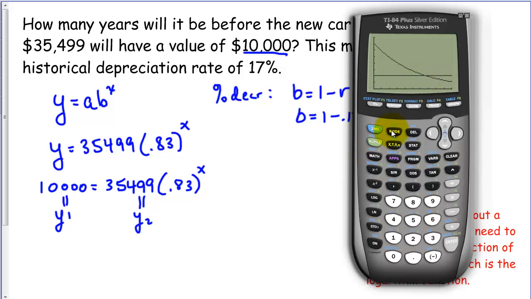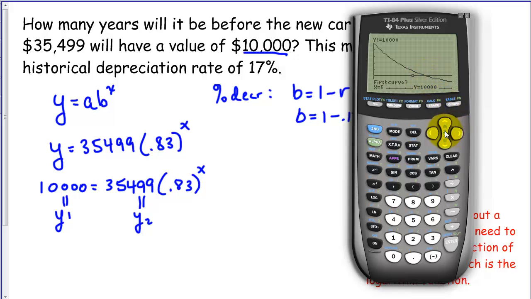So to find intersections, we're going to use this calc menu on the graphing part of the calculator. So I'm going to press second, and then calc, and we can select item 5, which is intersect. Now to do the intersection, it's going to ask you to move the cursor near where the intersection is.